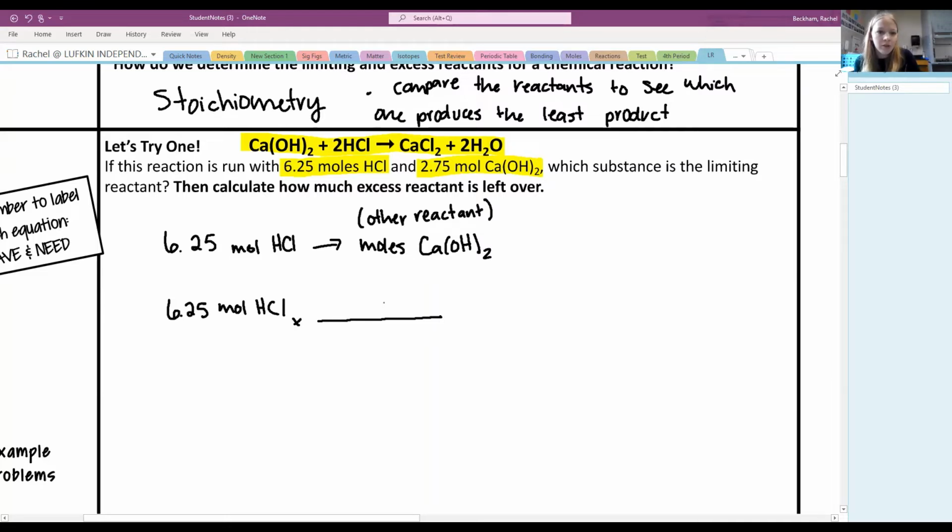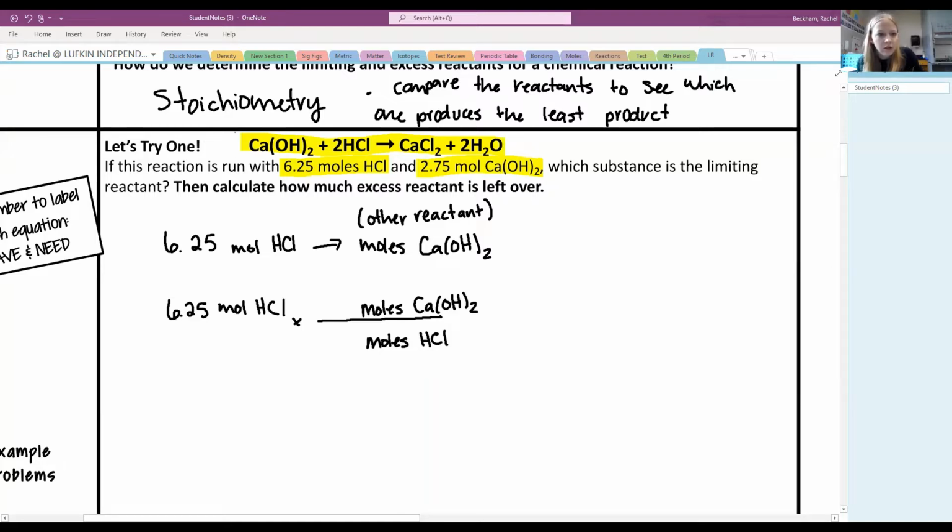So convert to moles of calcium hydroxide using the same stoichiometry mole map that we've had before. Put your finger on where you are and then convert over to moles of calcium hydroxide. So go ahead and pause the video. All right, so you should have converted to moles of calcium hydroxide. So what we want to get to goes on top, and what we want to cancel out goes on bottom. And we're going to use the mole ratio to get there.